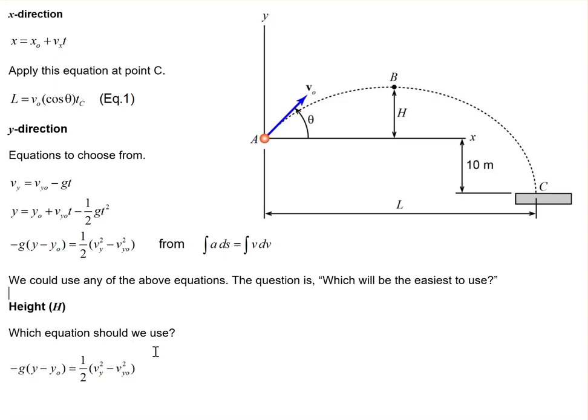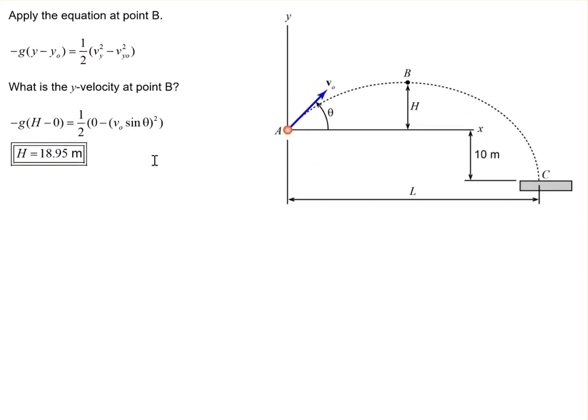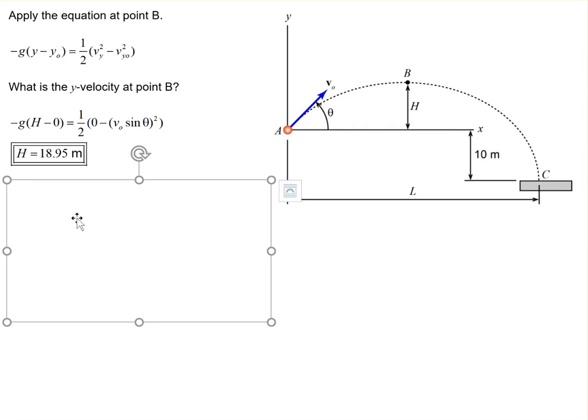So let's use that third equation, and that will give us the height. We apply that at point B. So the height at point B is h. Initially, y is 0, because that's where we placed our coordinate system. And then we have the initial y velocity and the velocity at B, which is 0, because it's the apex. So we can solve for h directly. Again, we could have used the velocity equation, found time, and then plugged time into the position equation. But this one was faster.